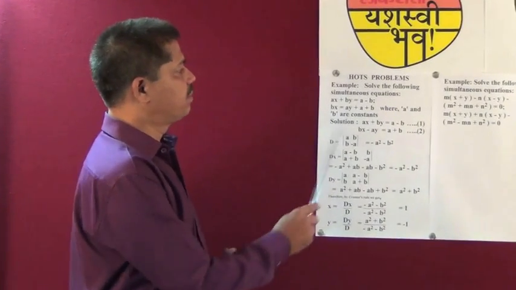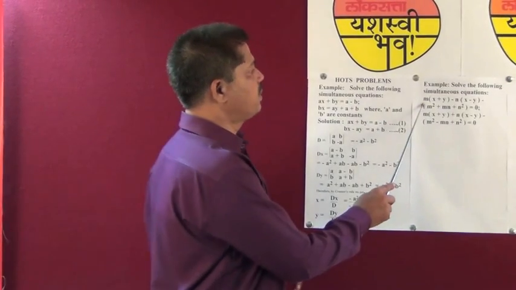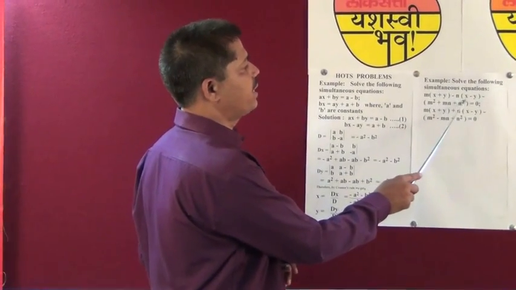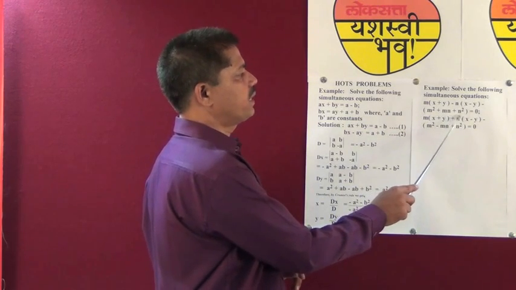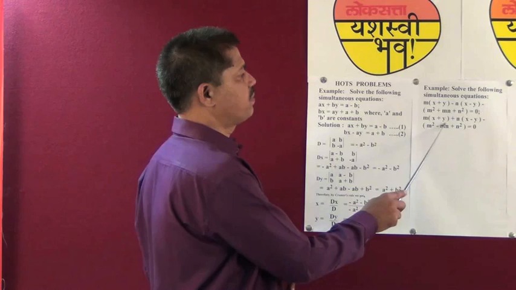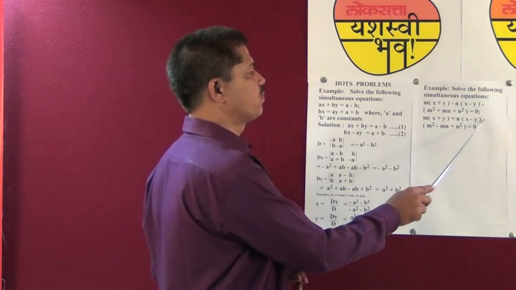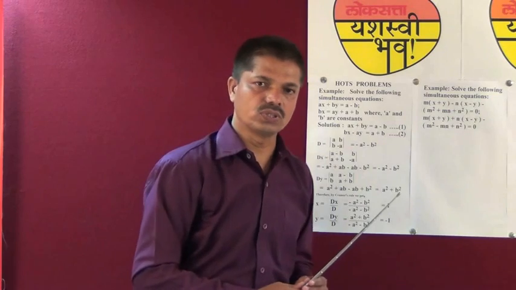Now this is a bit simple example. You will find one more example in the textbook. The equations are m into (x plus y) minus n into (x minus y) minus m square plus mn plus n square is equal to 0, and m into (x plus y) plus n into (x minus y) minus m square minus mn plus n square is equal to 0.